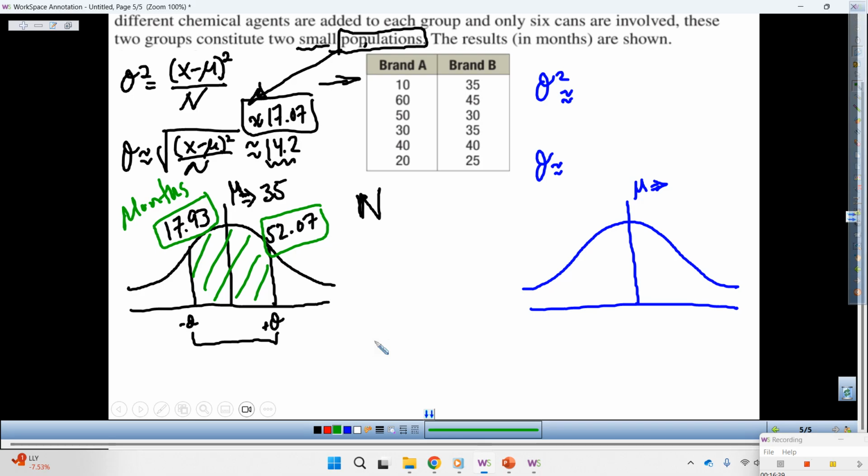Let's go, and I'm going to pass it to, who haven't we called on in a while? How about Anthony E? Anthony E. So the norm is 17.93 months to 52.07 months before they start fading. What can you conclude for brand A? There's 6 buckets, 6 of them.